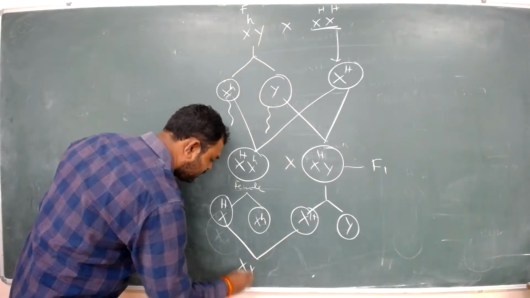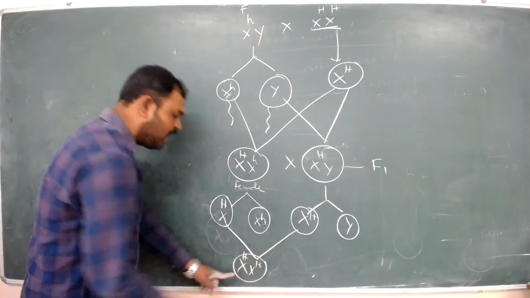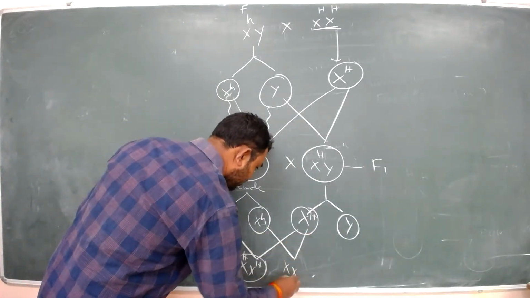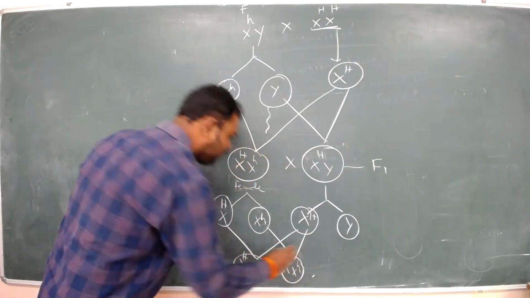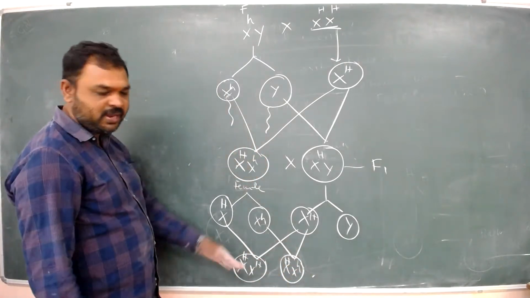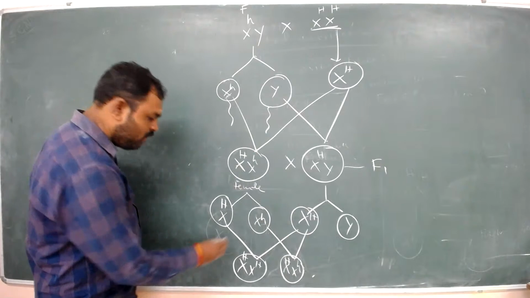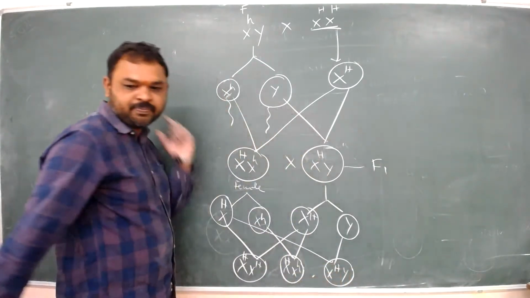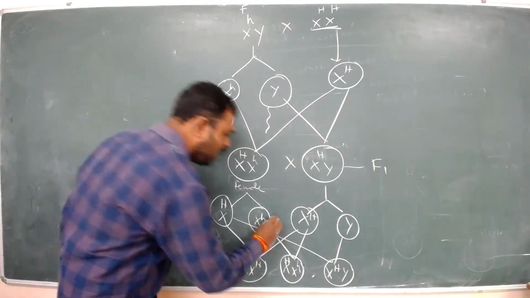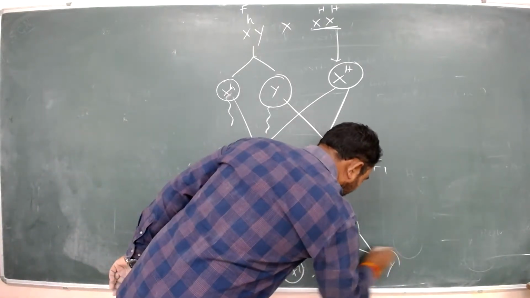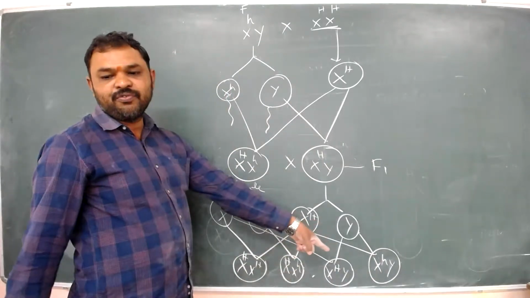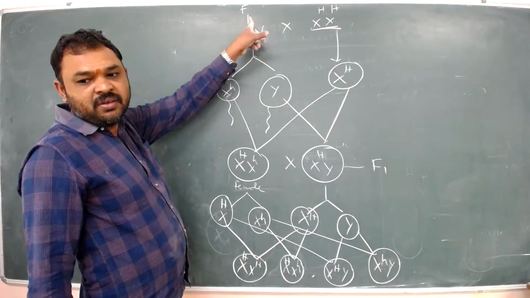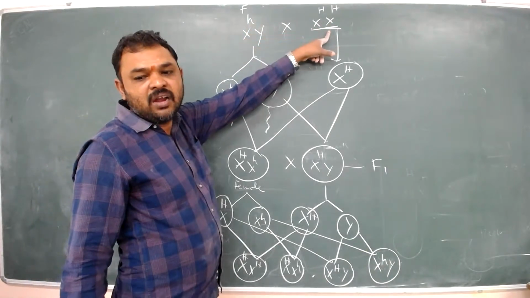What will come? XX, HH: a normal female. Next, this one is a carrier female. Females are over. Next, the males. This is a normal male. And the last one is a hemophilia male. That means the grandson is impacted.